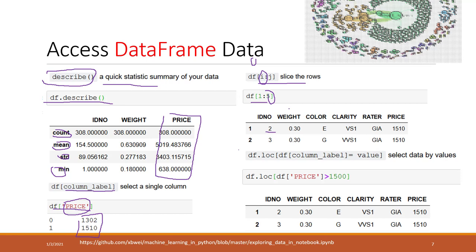And you can also do some filters by using the loc function, so dataframe.loc, and within the square bracket, you can define the values that you are looking at. So for example, if you want to find all the rows where the price is greater than 1,500, you can type within this square bracket dataframe price column greater than this number.